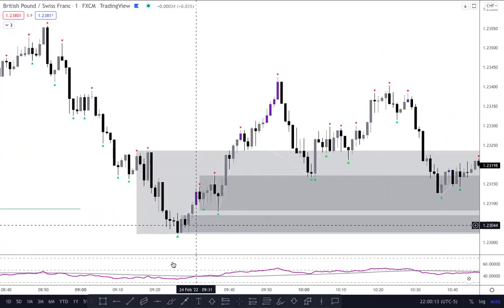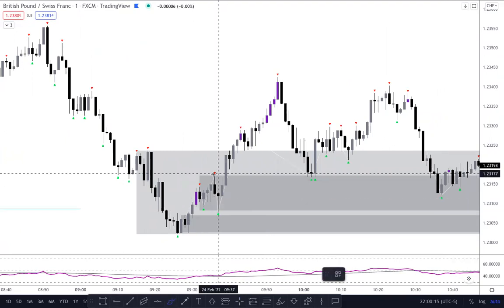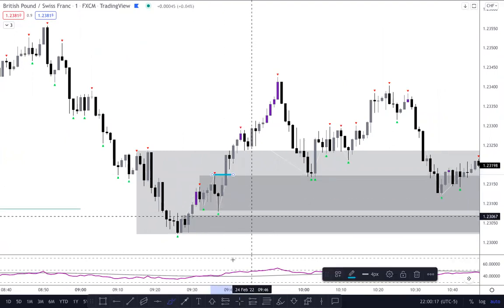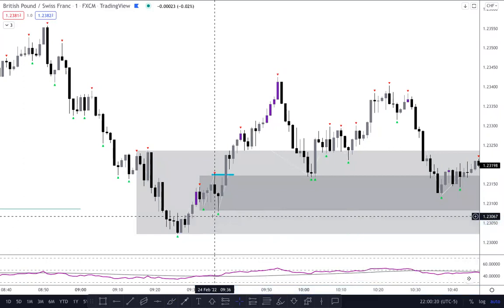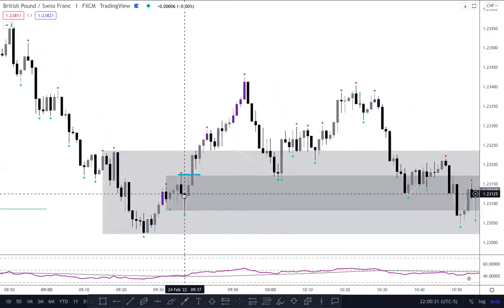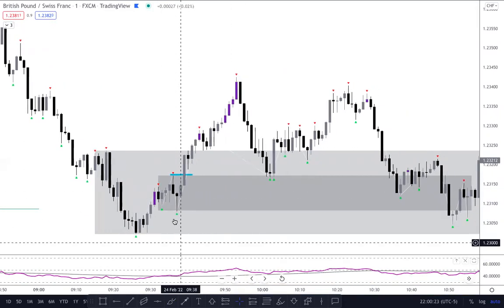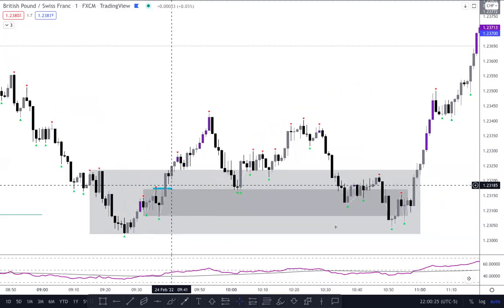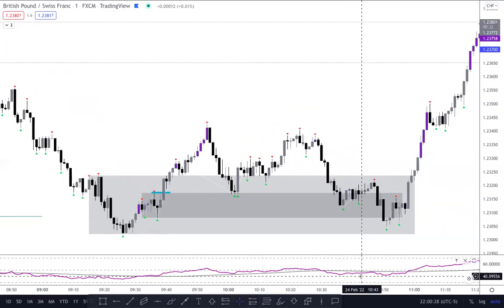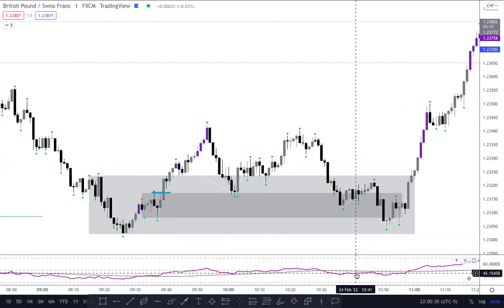All right, here's another one of those. We broke structure here, right? This was the candle, the sweep. Or we could have taken the whole thing. The refinement would have stopped out, unfortunately.